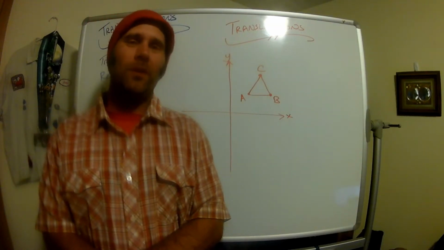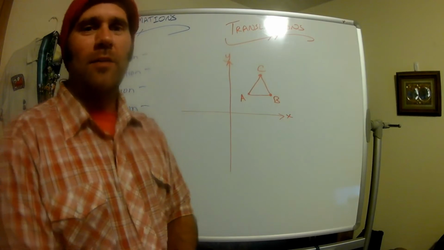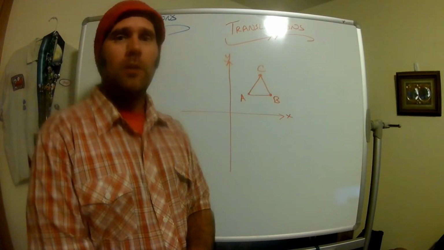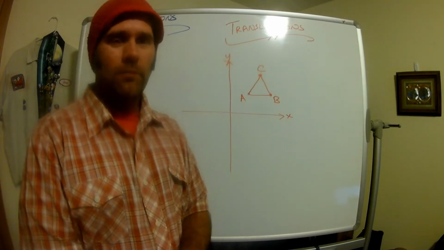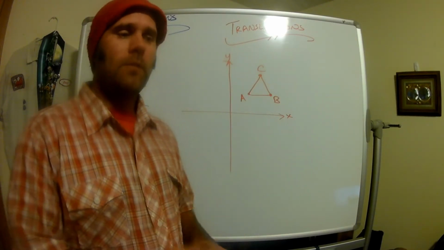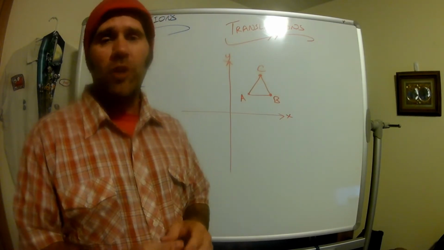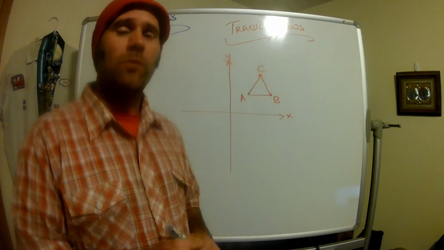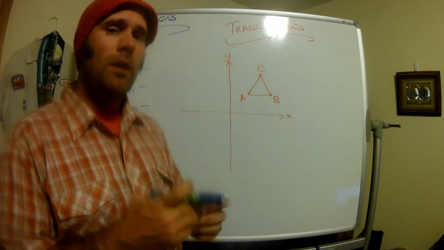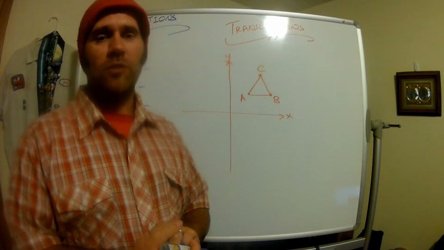Alright, hello and welcome to geometry. We are today looking at transformations. To transform something from an original shape to a new shape, the original shape is called the pre-image, and the new shape is called the image. So we've got a pre-image and an image, and we're always moving or doing some kind of action to it.